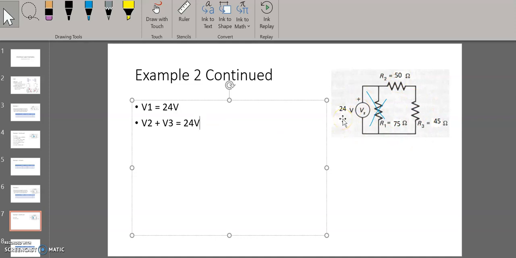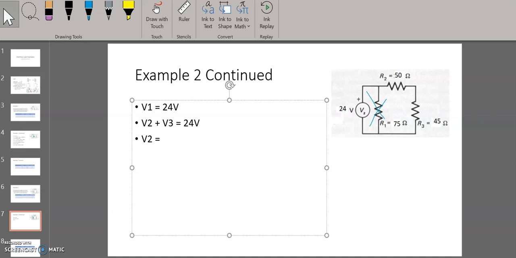So that means I need to do a little bit of math. I need to look at the ratios that I have there. So I'm going to use the ratios of the resistors to help me figure out what those voltages are. It doesn't matter which one that you do first. So what we're going to do is we're going to do V2.